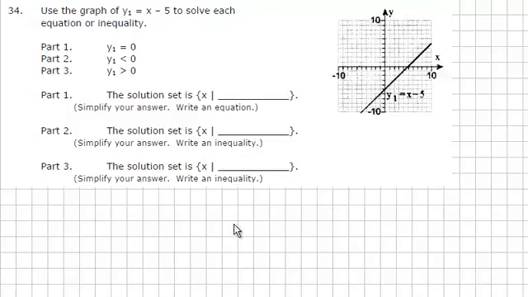Use the graph of y1 equals x minus 5 to solve each equation or inequality. In part 1, we're asked to solve the equation y1 is equal to 0.